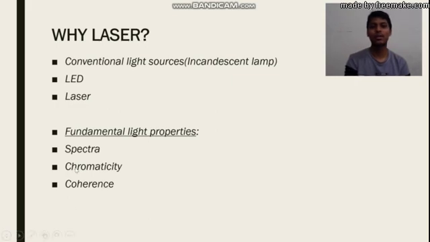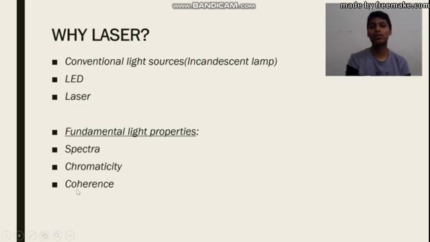Chromaticity deals with the fundamental property of frequency. A light source may be either monochromatic or non-monochromatic. By monochromatic light source we mean that the particles coming from the light source have the same frequency, but for a non-monochromatic light source the particles coming from the light source have different frequencies compared to each other.